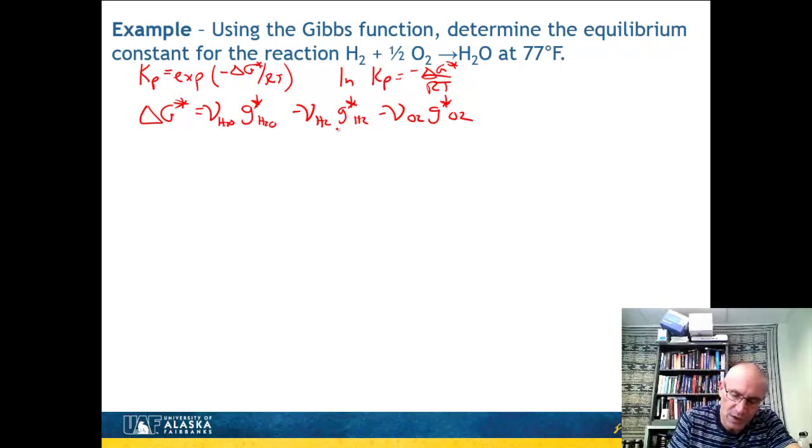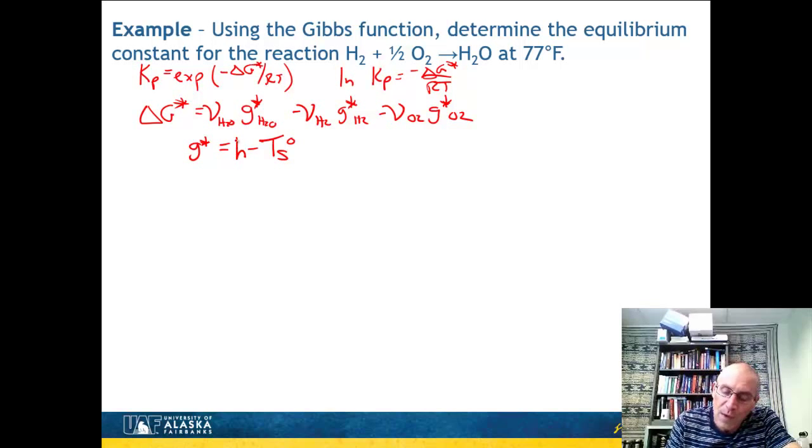All right. So now each one of these G stars, the standard state Gibbs energy, G star, well, that's going to be equal to H minus TS. And this is at standard state, so that's going to be S superscript 0. So that's the standard state entropy that we had before. We've seen this starting back in chapter 7. That's only a function of temperature, because G star is only a function of temperature.